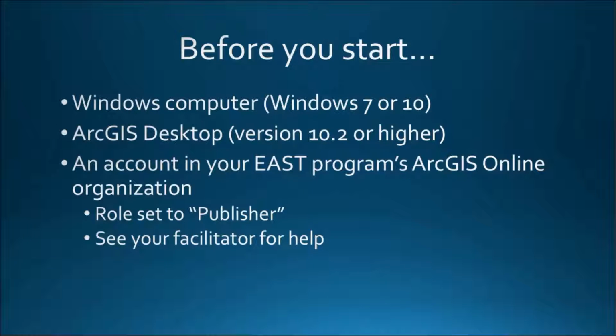Before you start, make sure that you're going to be working on a Windows computer running either Windows 7 or Windows 10. You'll need to make sure that you have ArcGIS Desktop installed. Check the version, make sure it's at least 10.2. The current version is 10.3.1. And check with your facilitator to make sure that you have an account in your program's ArcGIS Online organization. This is the web-based ArcGIS, and make sure that the role for your login is set to publisher. This is something that your facilitator has to set up.